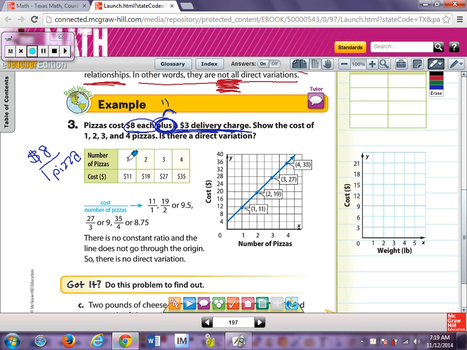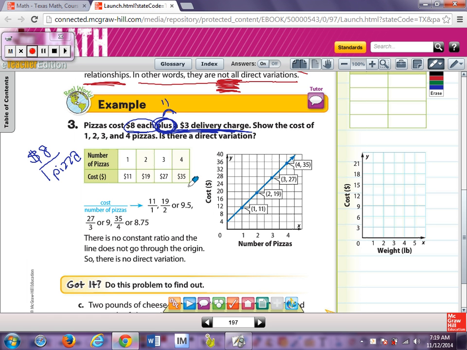One pizza costs $8 plus $3 for delivery. That's 11. 2 pizzas, that'd be $16 plus 3 is 19. 3 pizzas would cost $27. 4 pizzas at $8 a piece would be $32 plus the $3 delivery fee. That's $35. So we have multiplication going on, but we also have this delivery charge, which is kind of fudging everything up. And as I explore this, I'm going to go ahead and look at the ratios.